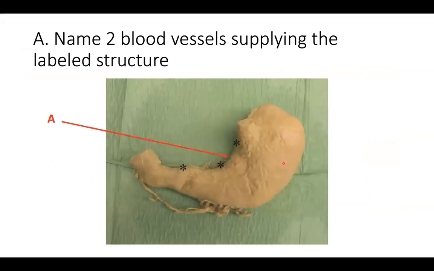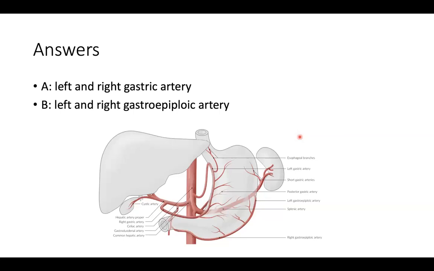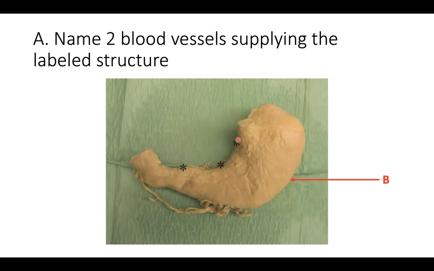All right, so name 2 blood vessels supplying the labeled structure. So pause the video here, and there we go. So first of all, if you spotted this organ to be the stomach, you're absolutely correct. This is the remnant of the stomach. So this is the lower esophageal sphincter. This is where the esophagus is attached, but they cut it out. And this is the connection to the duodenum. This is the lesser curvature, and this is the greater curvature.